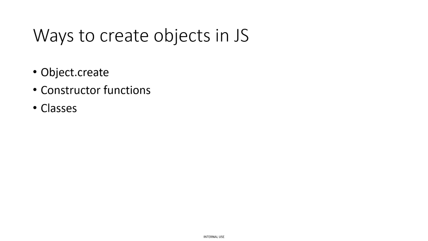So this is kind of weird for me. I don't really use JS like this, but you definitely can use OOP in JS. So the ways to create objects, you can use Object.create. It's a static method. We learned about statics last time. You can use constructor functions, and you can use classes as of ES6.